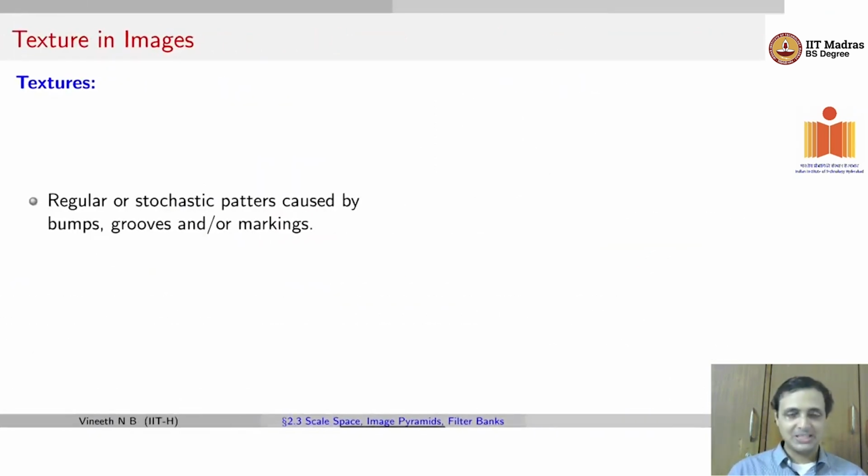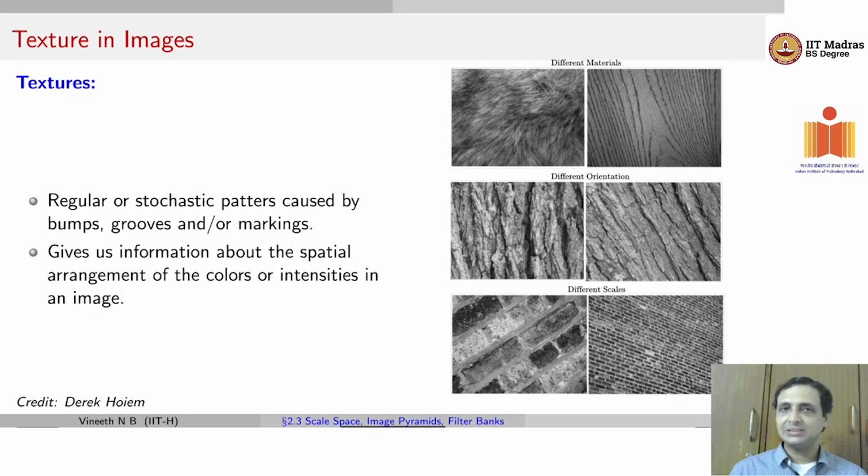Moving on from image pyramids, we'll go to the third topic that we are covering in this lecture, which is the notion of textures, which is closely connected and built upon the other concepts that we're covering now. What are textures to start with? Textures are regular or stochastic patterns that are caused by bumps, grooves, and or markings, right? The way we literally call textures. So these textures give us some information about the spatial arrangement of colors or intensities in an image.